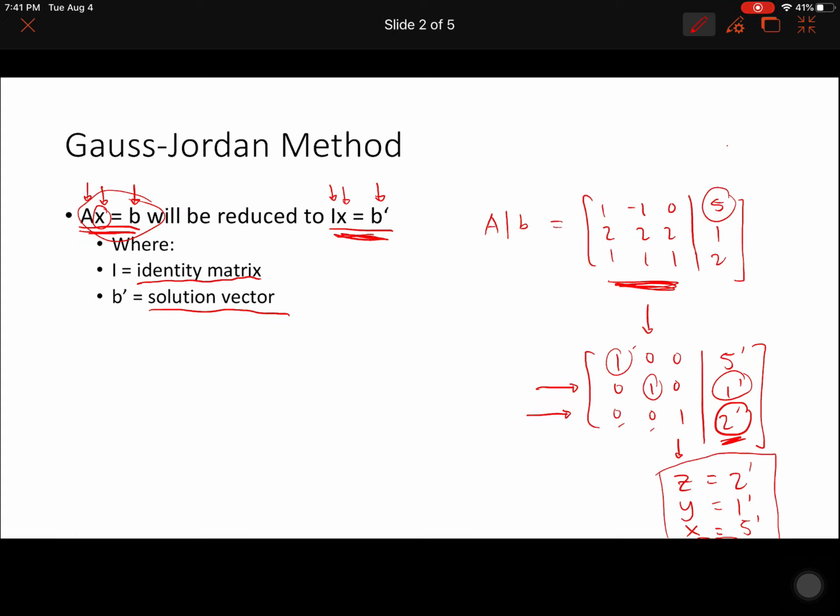So, kumbaga, isa lang siya ka phase. Elimination phase na siya. So, ang elimination phase, atong i-convert ang original coefficient matrix into the identity matrix. Okay? And of course, once again, mag-change ni ang values diri or 5, 1, 2 diri, mausab sila or sa constant vector. Okay?